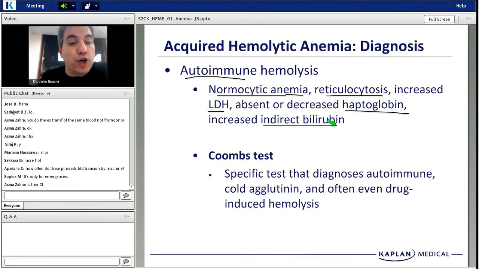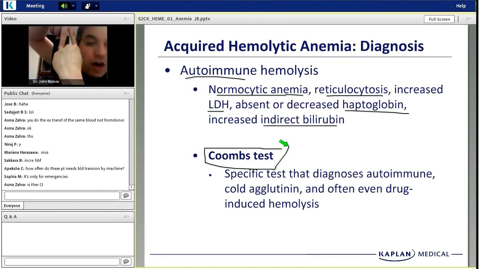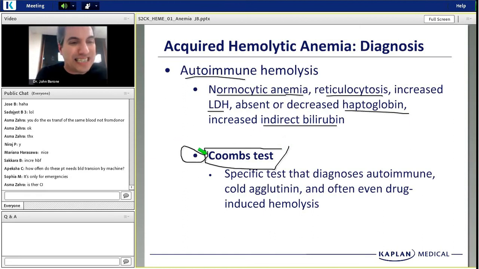Now, very important, the Coombs test. Coombs test is looking for antibodies. The direct Coombs test looks directly on the surface. You can look for IgGs. You can look for IgMs, cold agglutinins. You can look for complement, C3b. So for autoimmune disease, this is your test.